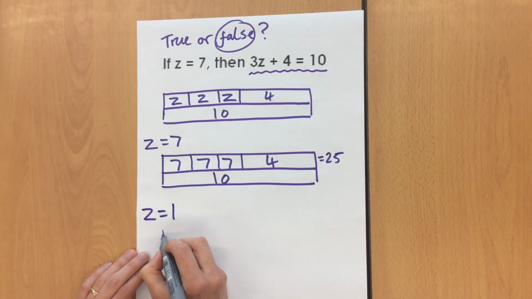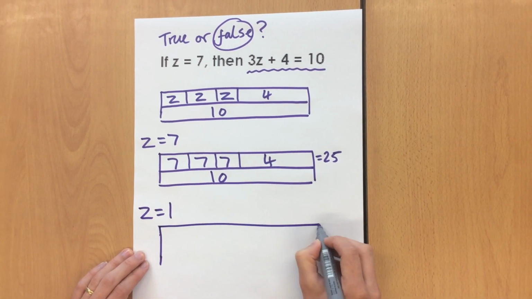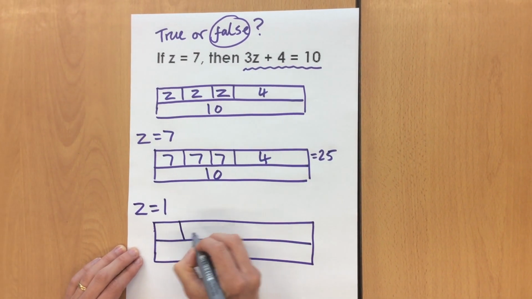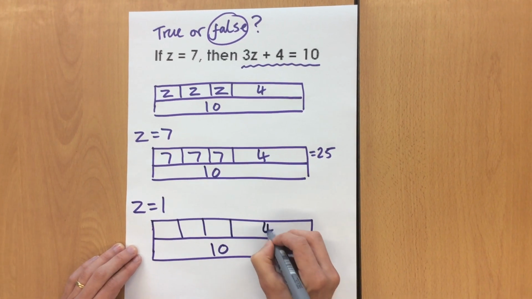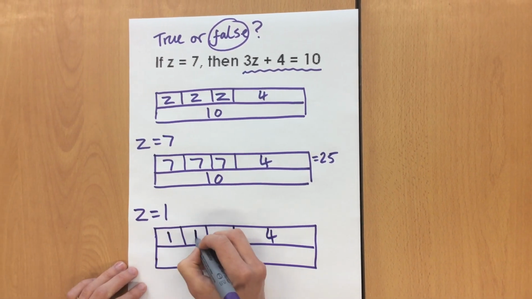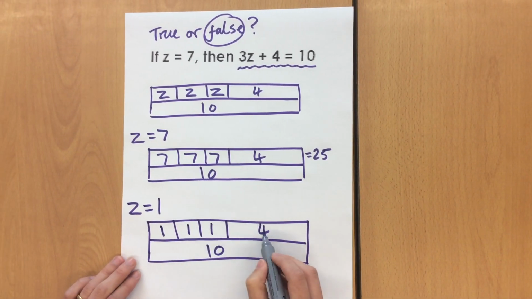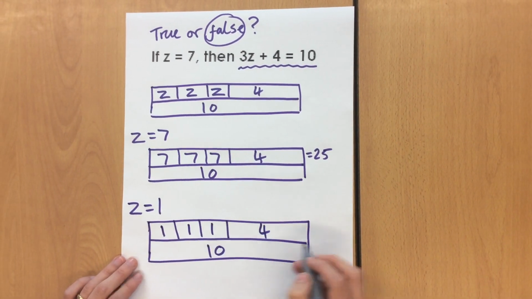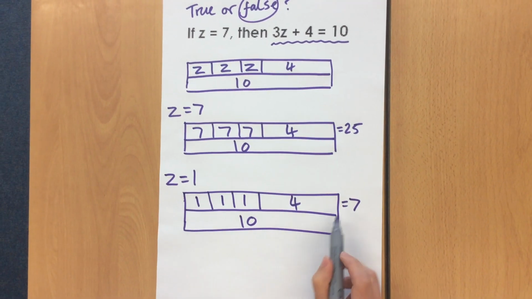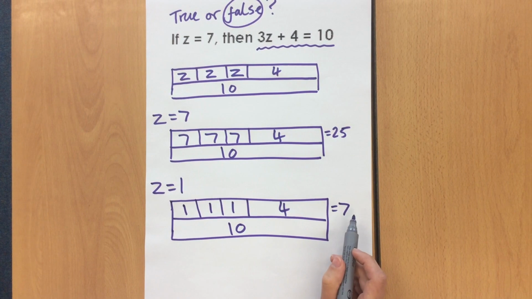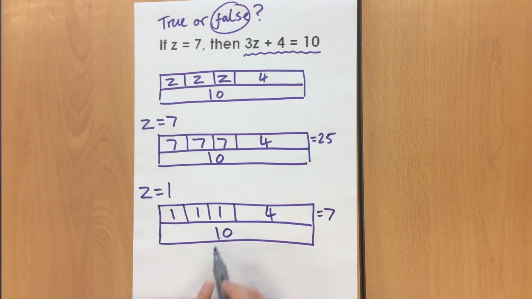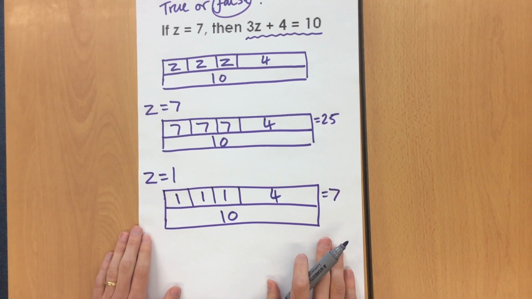Z equals 1, so I'm going to do the exact same setup. I'm going to draw my bar and split it in half. 10 is my total. I'm going to have 3 equal parts plus the 4, because that always stays the same, but I'm going to substitute Z this time for the number 1. 1, 1, 1. 1 plus 1 plus 1 plus 4: 1, 2, 3, plus the 4 equals 7. Right, well that's too little. That's not enough, but it's not far off though. You might see a pattern here: 7 is 3 less than 10.